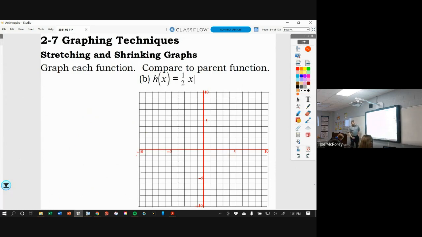We'll start off with the same thing on this problem. I will start off by graphing the parent function, which also happens to be the absolute value of x.